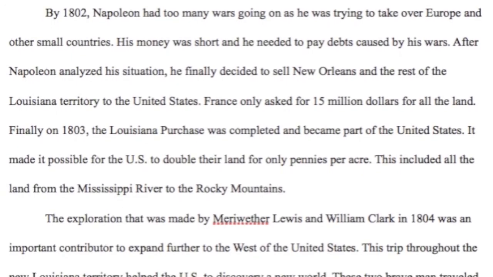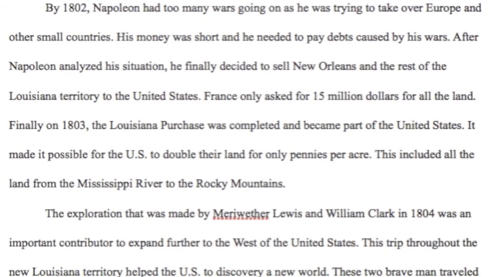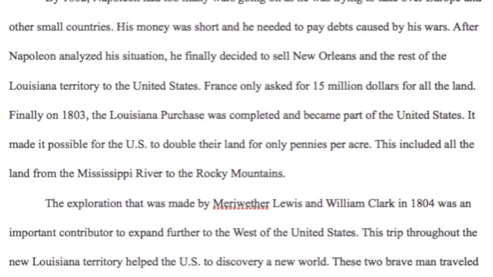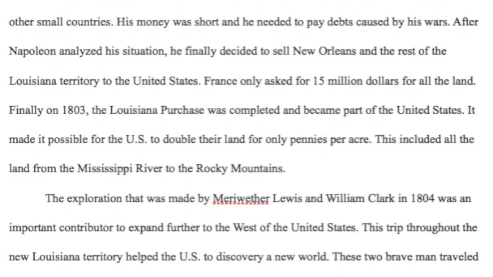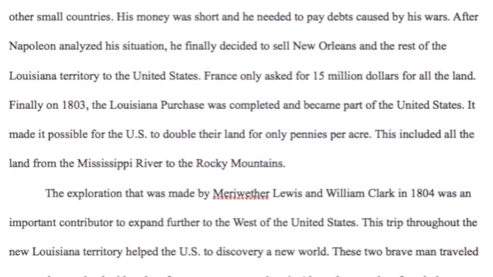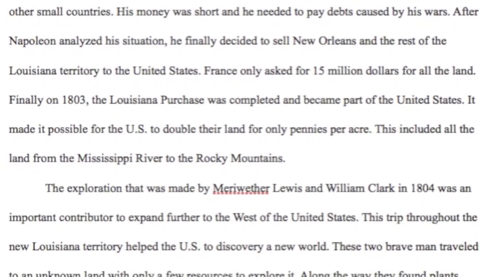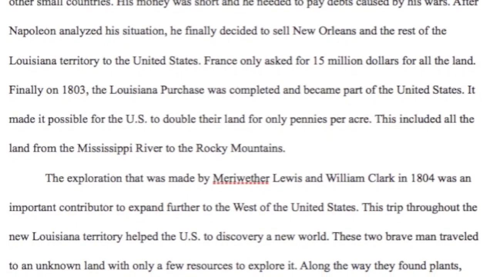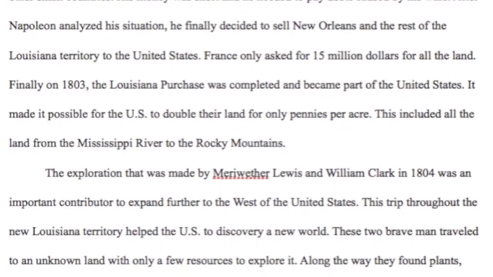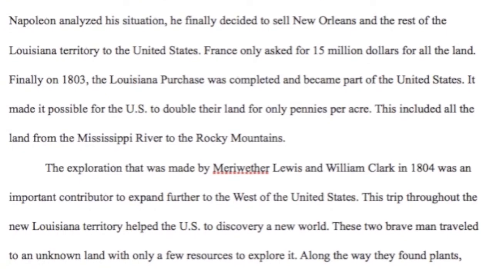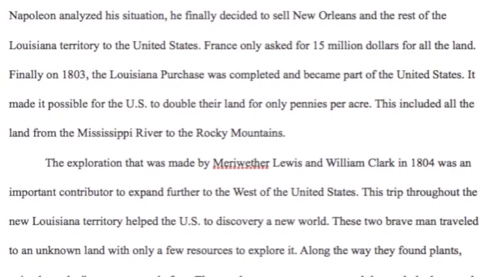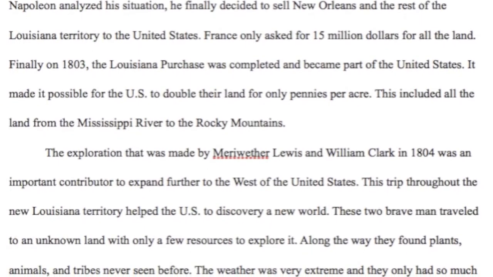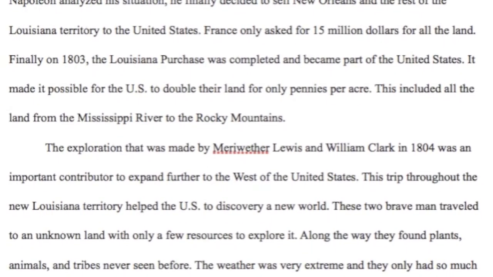Finally, in 1803, the Louisiana Purchase was completed and became part of the United States. It made it possible for the US to double their land for only pennies per acre. This included all the land from the Mississippi River to the Rocky Mountains. The exploration that was made by Meriwether Lewis and William Clark in 1804 was an important contributor to expand further to the west of the United States.